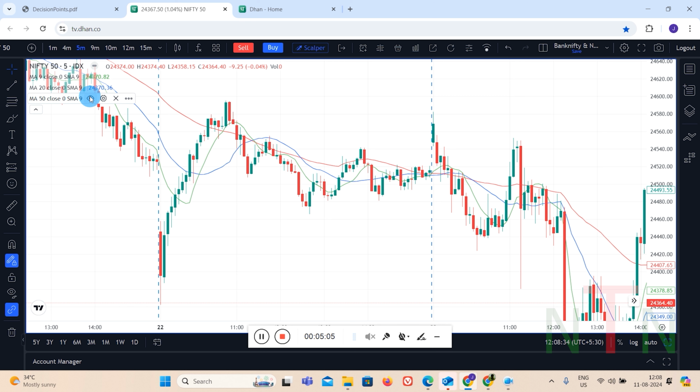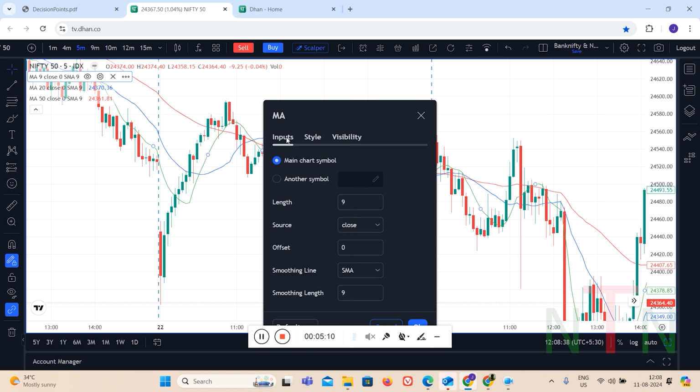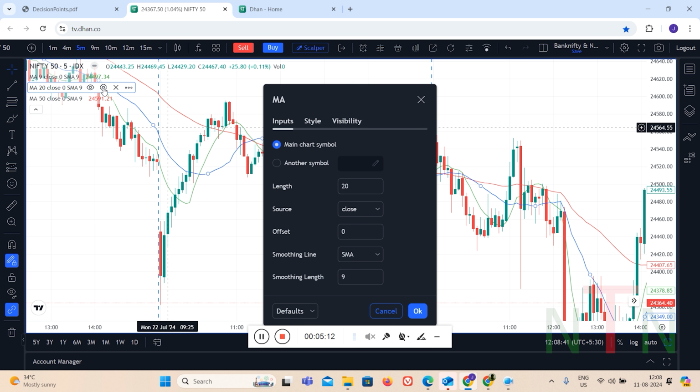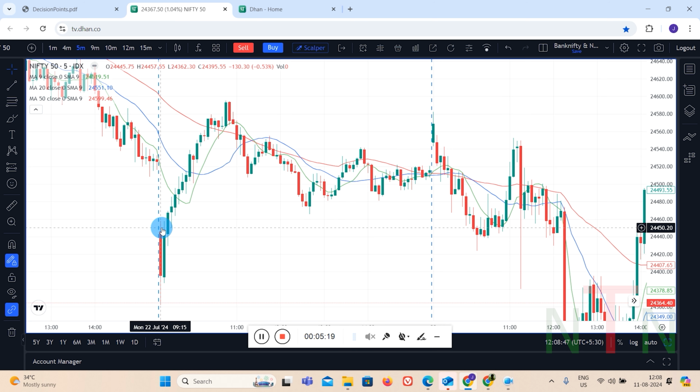One is with 9. We can see the settings. One is 9, then 20, then I have 50. If you see, the market has gone from here, and there is a reversal from here. Whenever the crossover happens, the market has already reversed here, but the crossover is happening here.